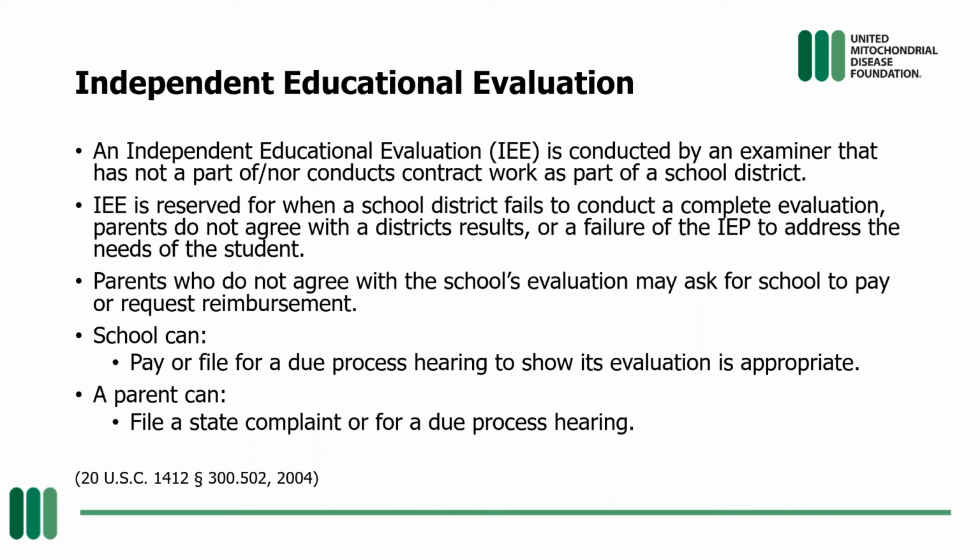Parents who do not agree with the school's evaluation can ask the school to pay or request reimbursement. I usually recommend to my clients, since it's so expensive, that you ask the school in writing to pay for an IEE if you feel like their evaluation is not complete enough. And the school can pay or file for a due process hearing to show its evaluation is appropriate. And the parent, you always have the right to file a state complaint or for a due process hearing if you feel like your child's educational rights are being violated. In most cases, with something as complex as mitochondrial disease, the school district will be more than willing to pay for the IEE. And that has to do usually with the prognosis of the child.